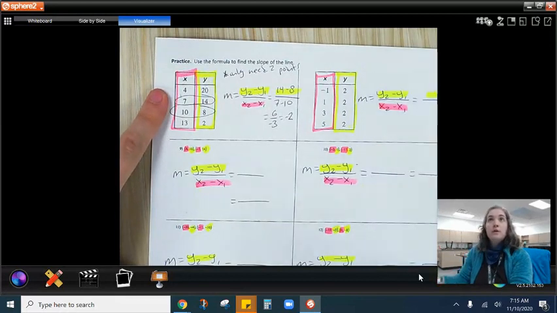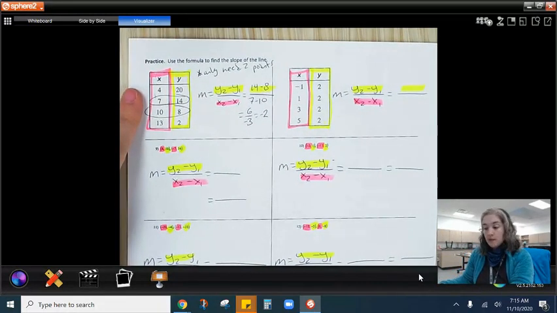All right, so try this one on your own. Pick 2 of the points. Doesn't matter which 2. And then we'll check our work in a sec.